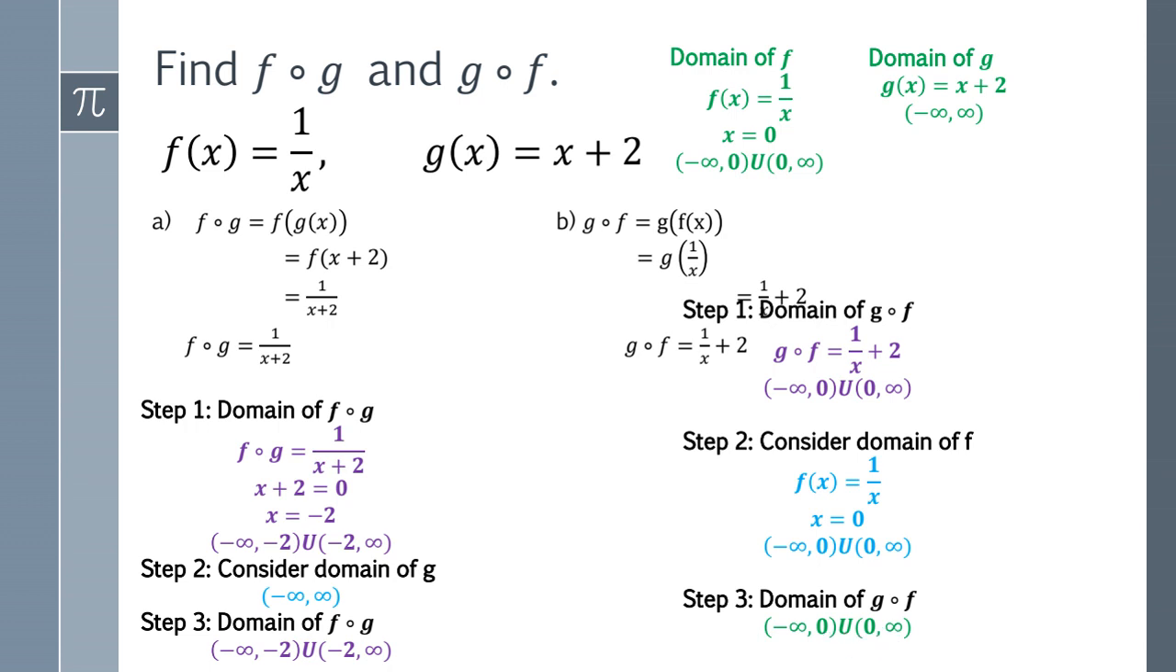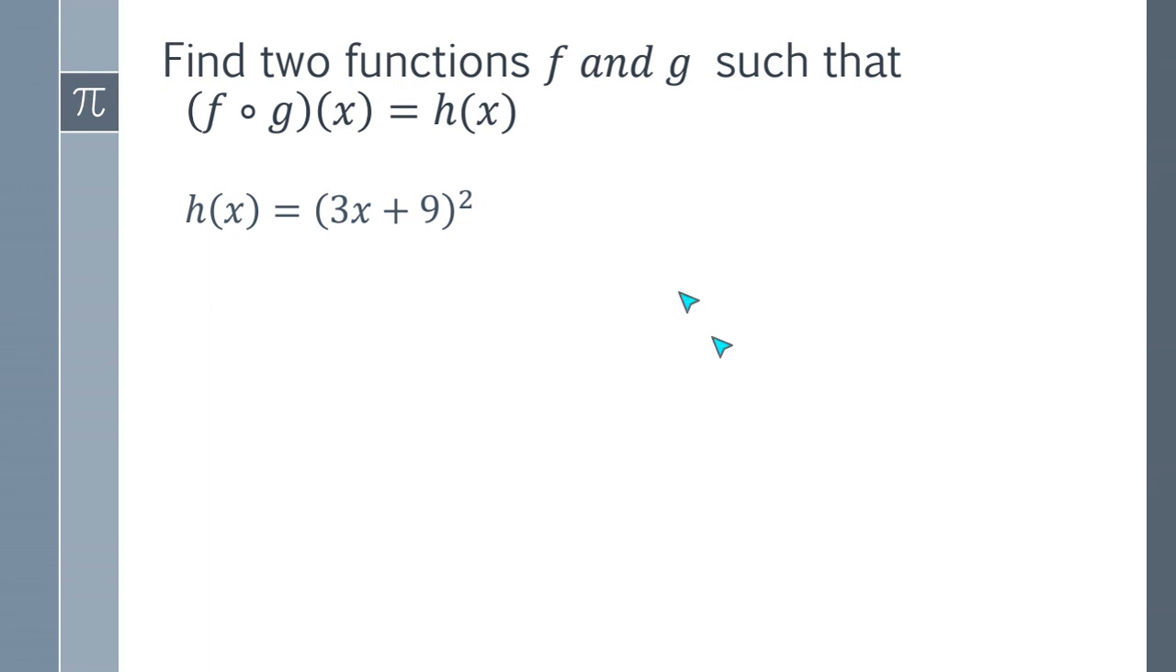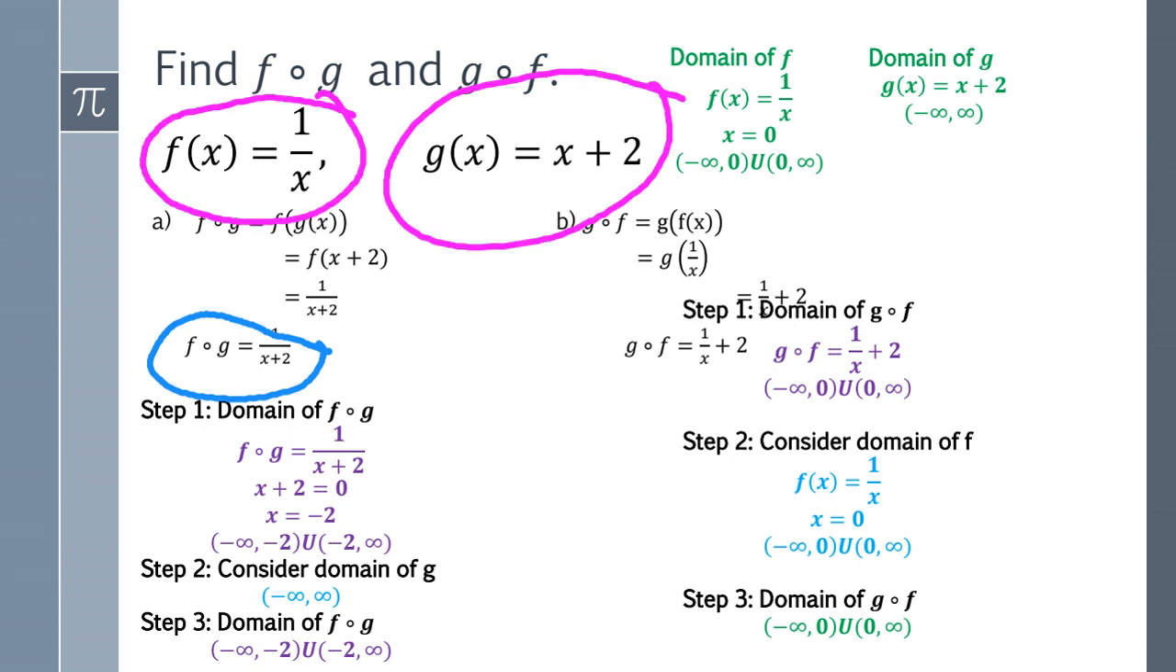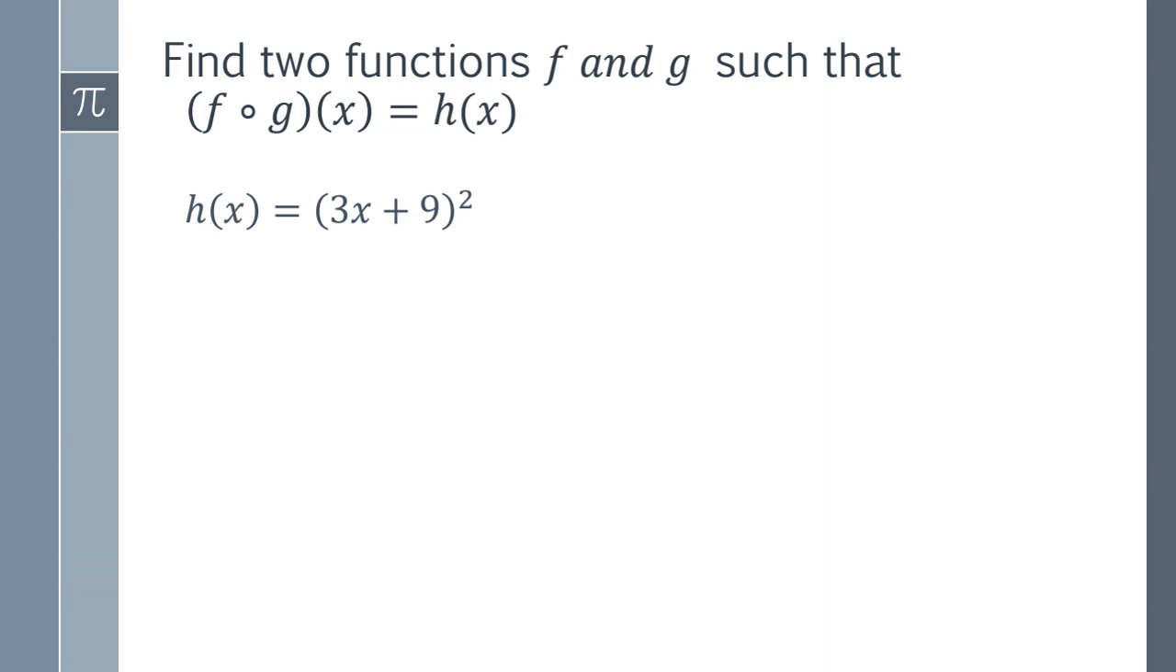Now one of the questions they're going to ask you is, find two functions f and g such that f of g of x is equal to h of x. So what they're doing here is they're already giving you the answer, and they want you to find what f of x is and what g of x is. Okay, so that's what they're trying to make us do.